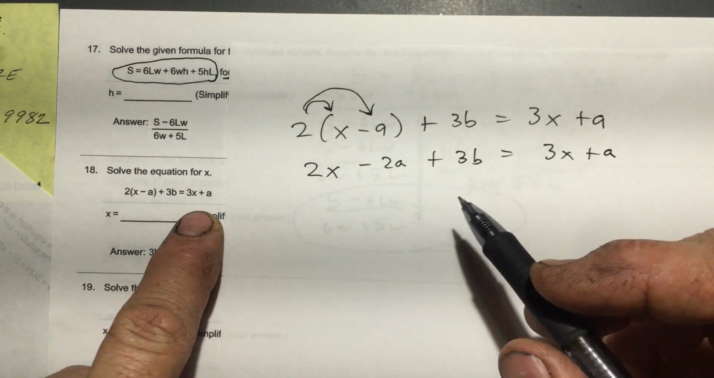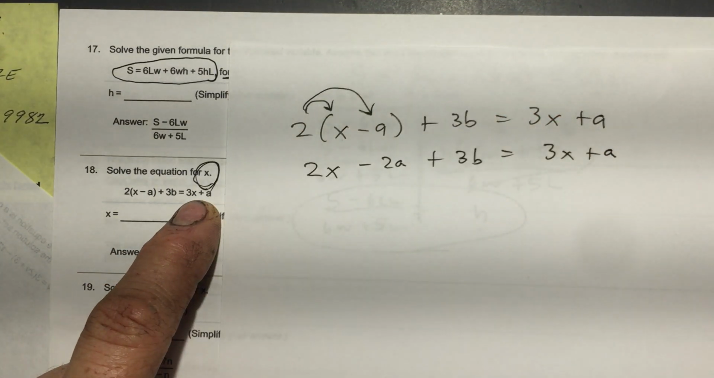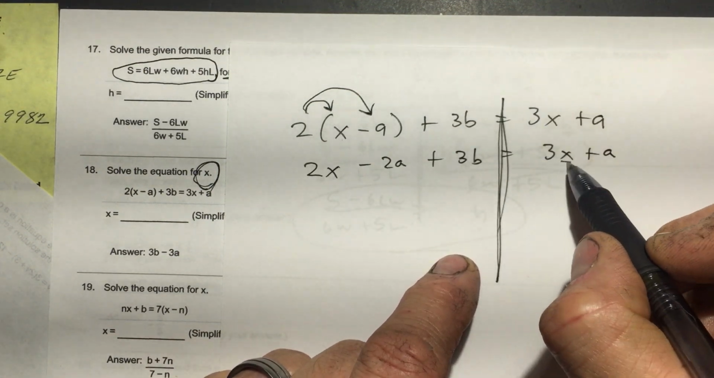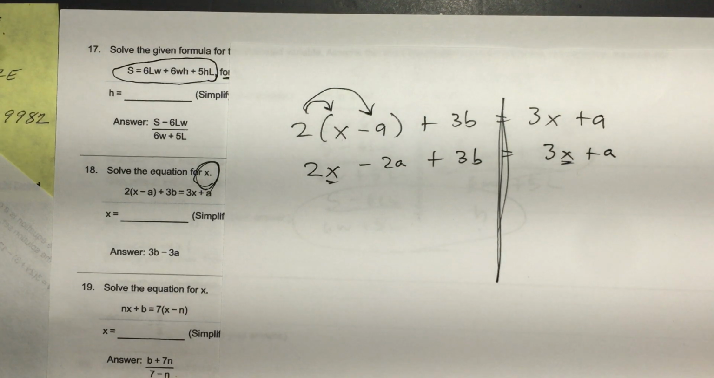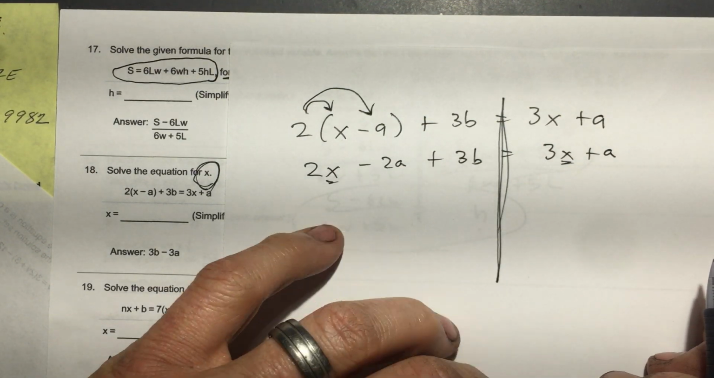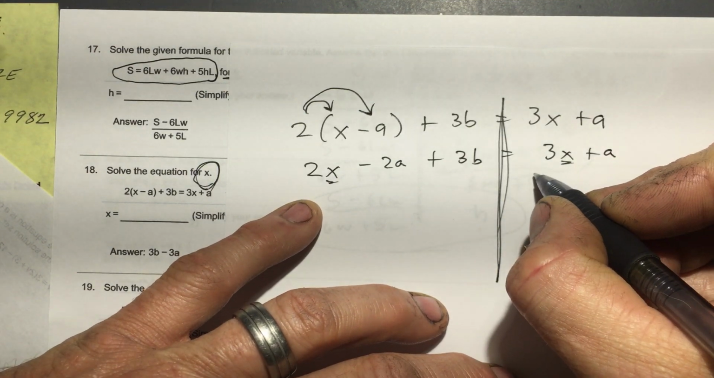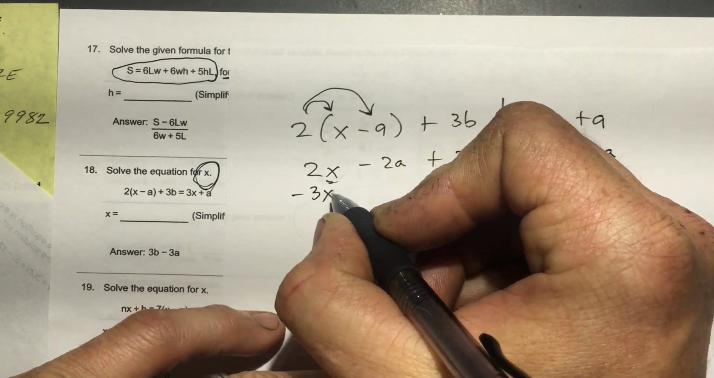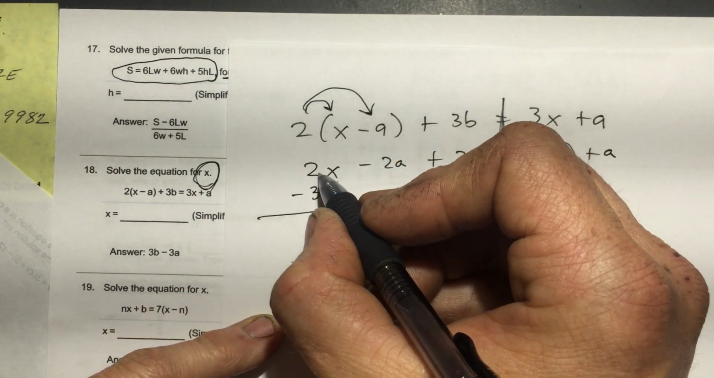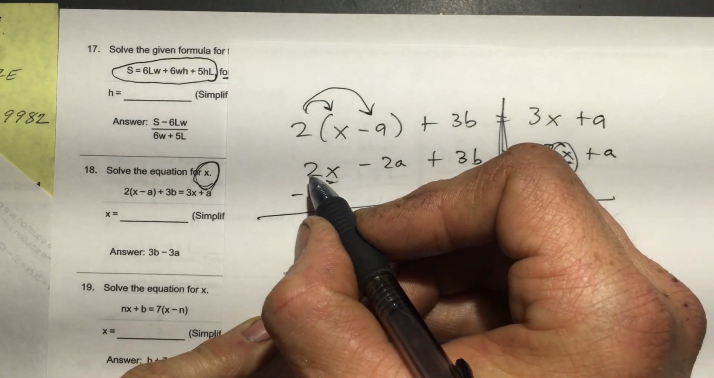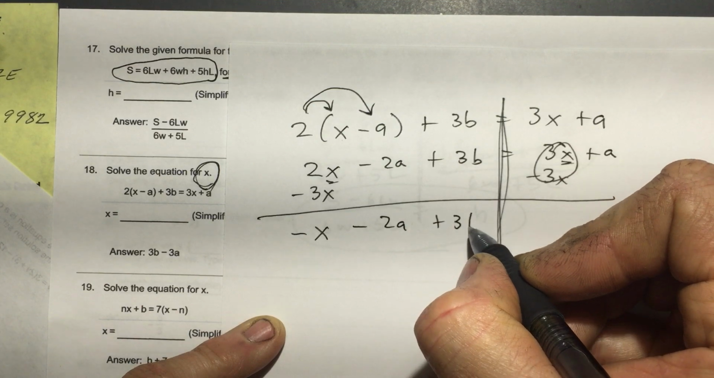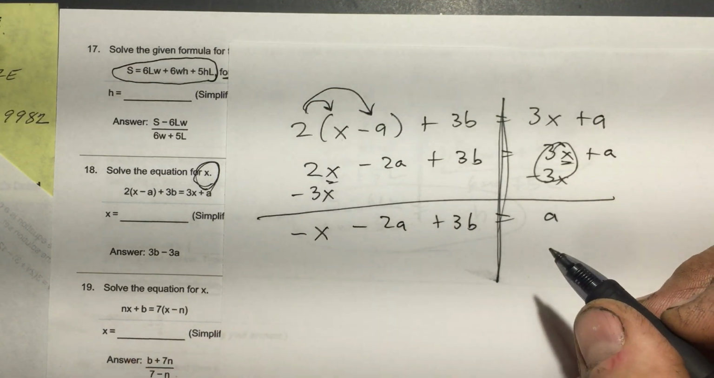Now, keep in mind we're solving for x on this thing. So I need to get my x ones together. Here's my equals, okay? And there's an x term there, and here's one there. I need to get those together, and the rest of this stuff I need to get together. So what I'm going to do is subtract 3x on both sides. This will go away, so I have 2x minus 3x. Those will go together. So 2 minus 3 will be negative 1x. Minus 2a plus 3b equals a over there.